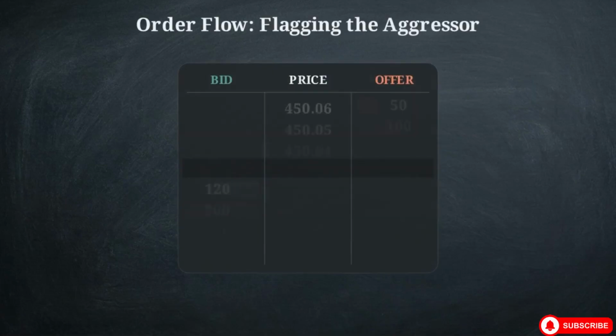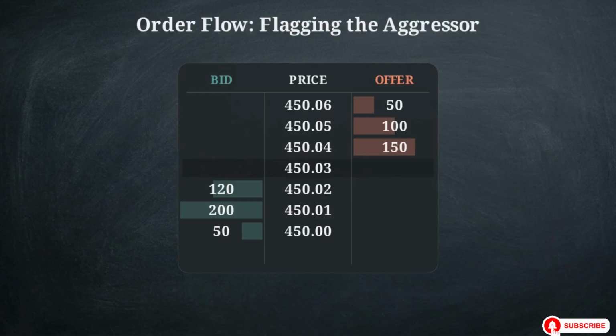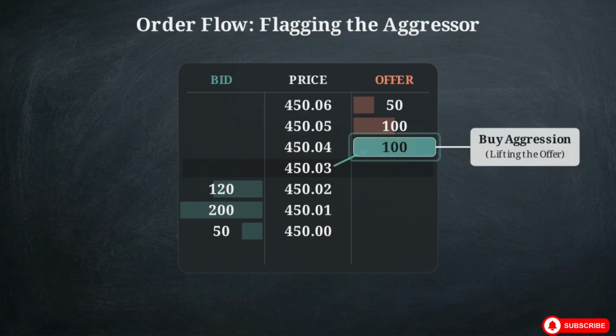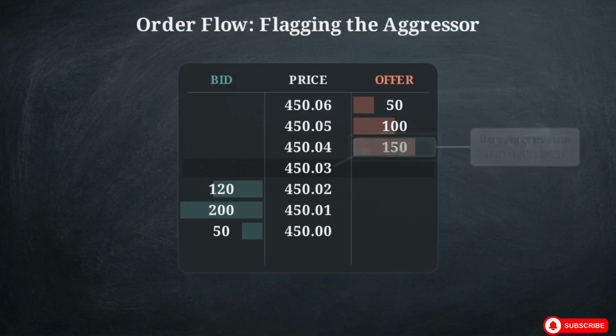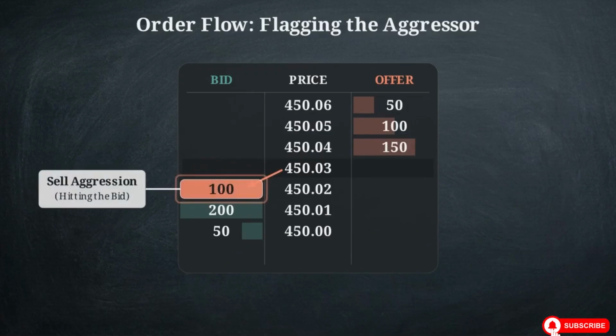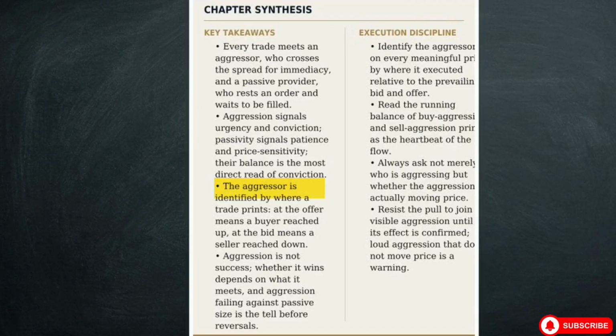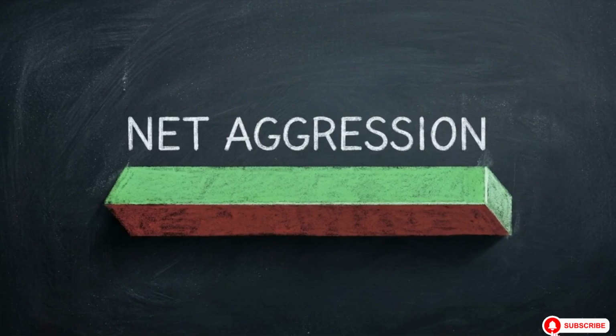Order flow software flags the aggressor. A trade printing at the resting offer means a buyer reached up. This is buy aggression. Conversely, printing at the bid means a seller reached down to hit it. This is sell aggression. Categorizing each print as buyer or seller initiated organizes the raw tape into a directional record. It distinguishes urgent conviction from passive patience. Tracking who consistently pays the spread reveals the true directional urgency driving the live auction.